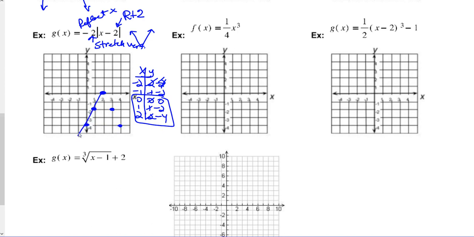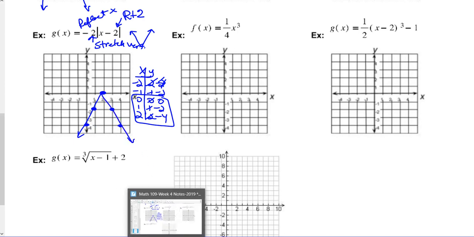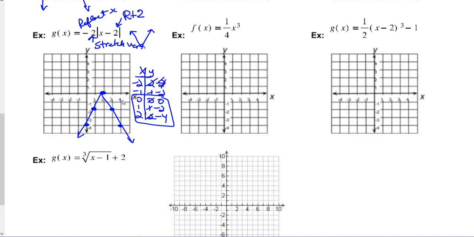Now, you can keep going, but you don't have to. That's going to give us our graph. Okay, so that original T-chart is going to be very, very helpful.